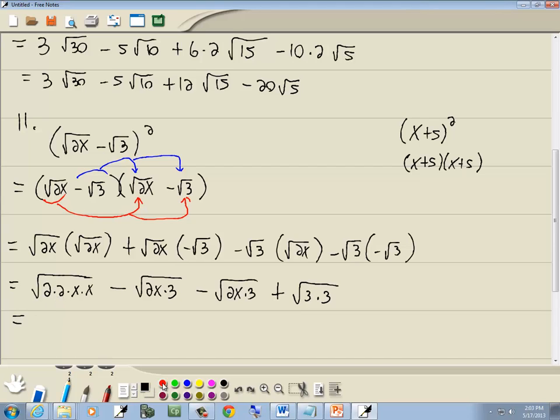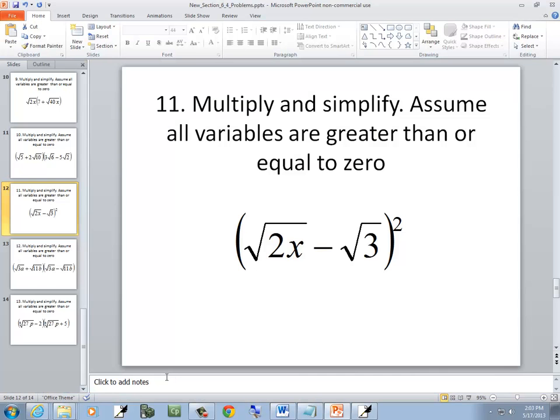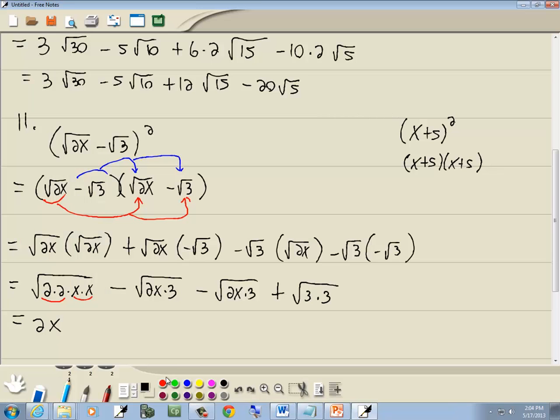Now remember with the square root, we're looking for a pair of somethings. Here's a pair of 2's, here's a pair of x's. So a pair of 2's is going to come out as a single 2, a pair of x's will come out as a single x. Now notice my instructions here say assume all variables are greater than or equal to 0. They're telling you not to worry about putting absolute value bars around any variable you bring out. Normally, if they didn't put those instructions, we'd have to put absolute value bars on this x.